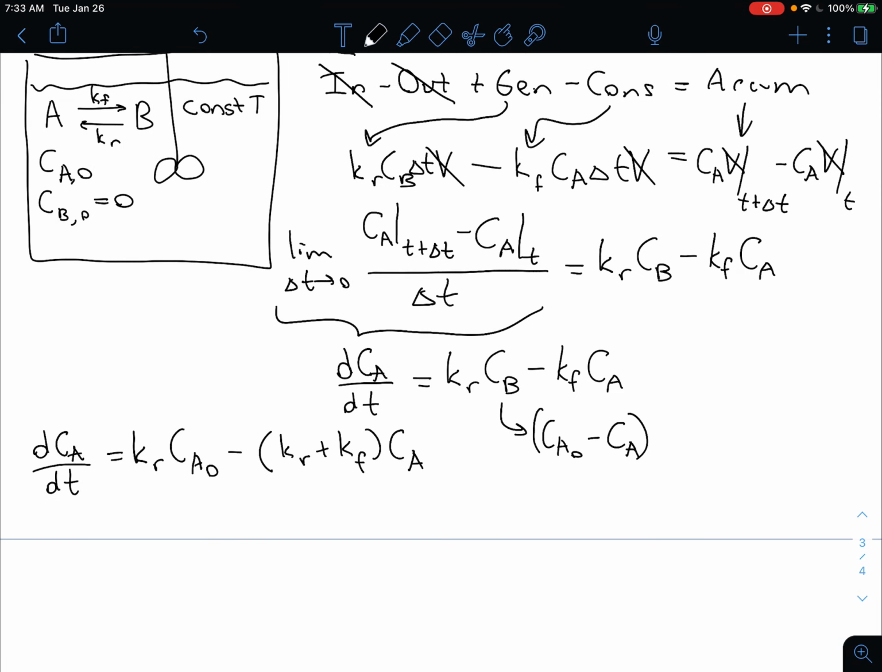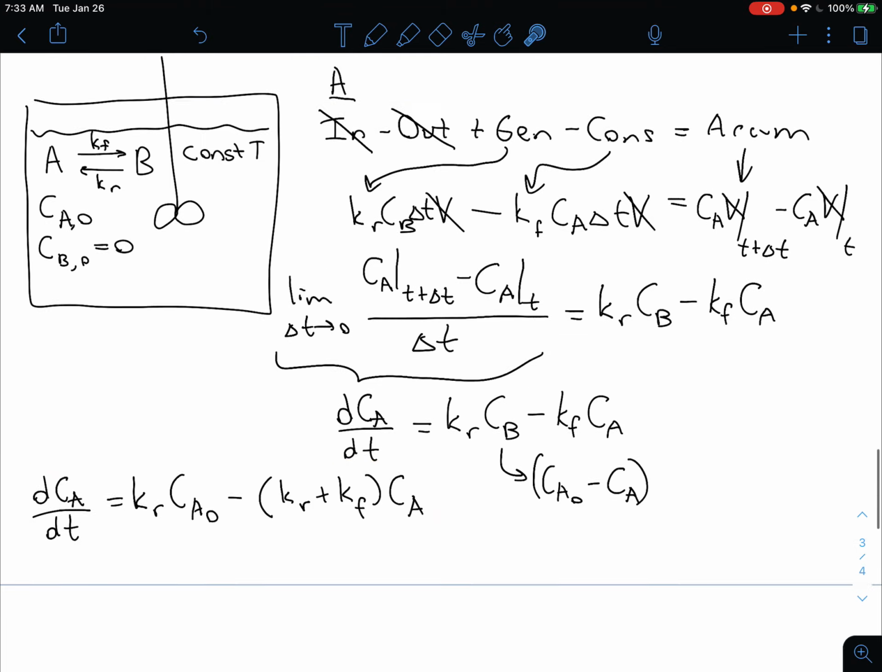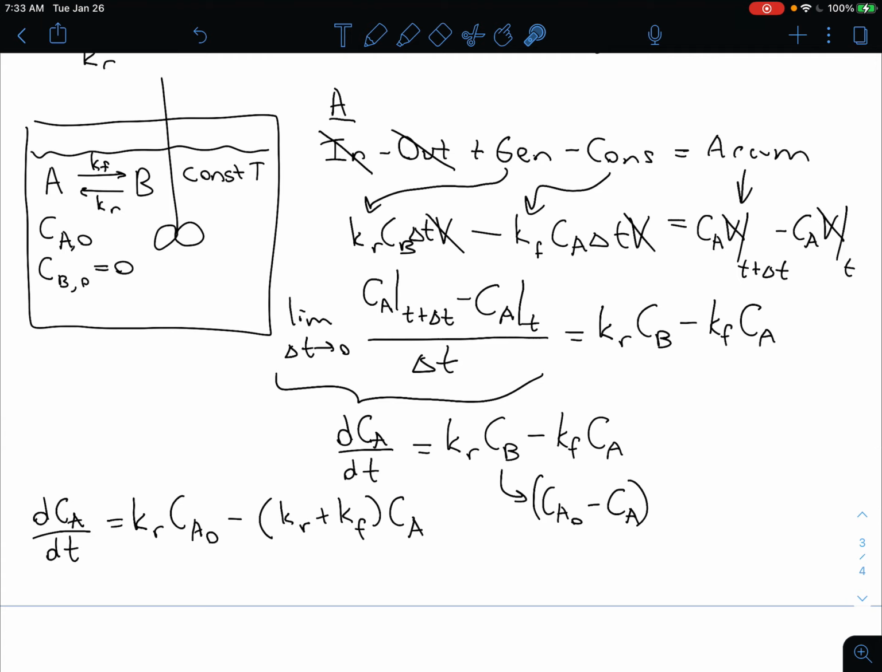And so, by the way, this is now the differential equation that we were looking for. Because I used this trick right here, I don't actually have to do a balance on B. In fact, this is a balance on B. So if you actually went through the same type of analysis on compound B, this would be the result, or something mathematically equivalent to that.